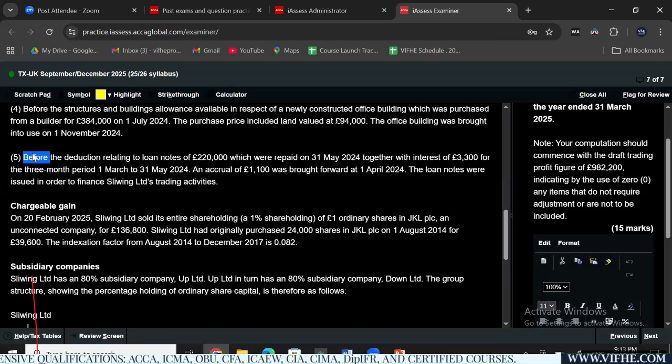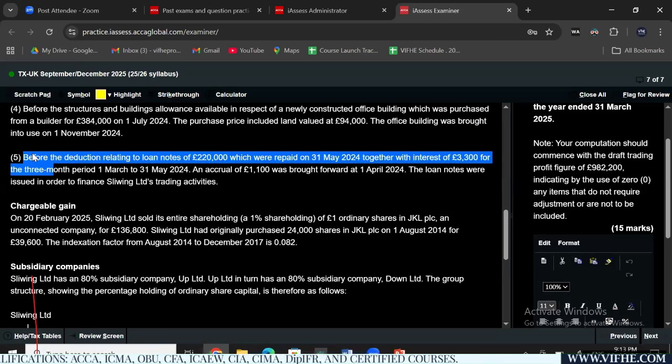So it says that before the deduction relating to loan notes of 220,000 which were repaid, loan repayment and loan acquisition, as I've told you, shall not be treated against the trading profit figure, but it does include an element of interest as well. So how much of the interest was paid? It was 3,300, and there was an accrual of 1,100 brought forward as well. So that might be testing your accounting skills.